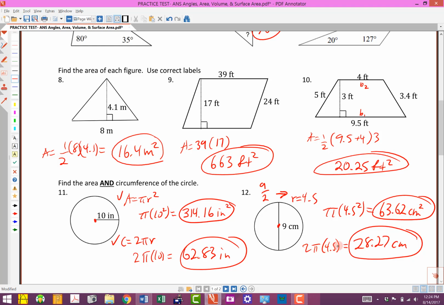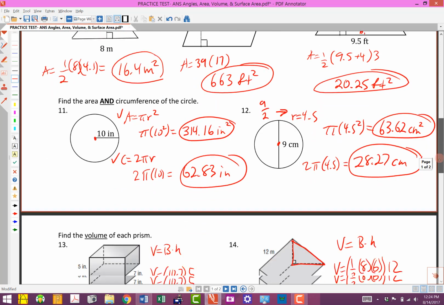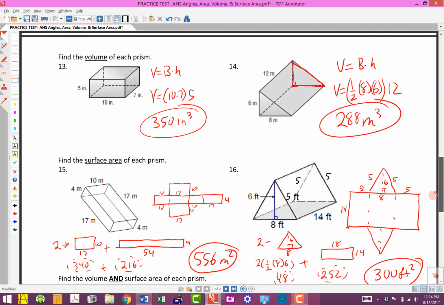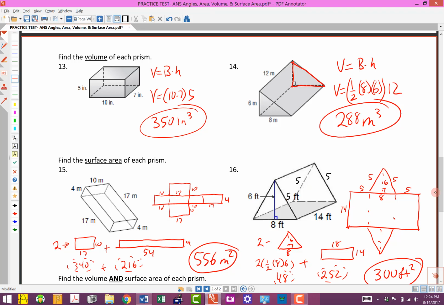And then 2 pi r for the circumference. 2 times pi times r, we get 28.27 centimeters. Okay, let's flip it over and take a look at the other side. We've now got some volume problems and some surface areas of prisms. These tended to be a little bit more difficult, especially the surface area, so we'll get to those in just a second down here on 15 and 16.